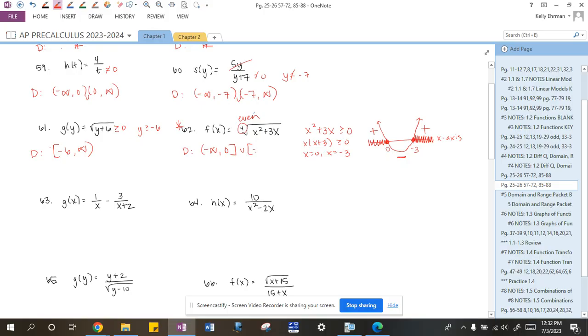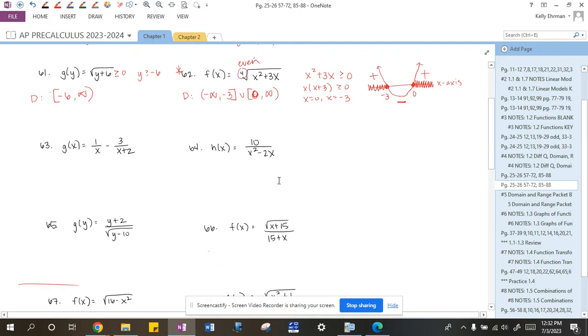And anything from, oh, I put these in the wrong order, didn't I? Goodness. Negative 3 is definitely to the left of 0 on the number line. Okay, but still the same conclusion. It would have been wrong if I had answered negative infinity to 0, because that includes a chunk that's not in there. So negative infinity to negative 3 and 0 to infinity. I'm kind of glad I made that mistake though, because it is pretty common to accidentally mix up your numbers like that.